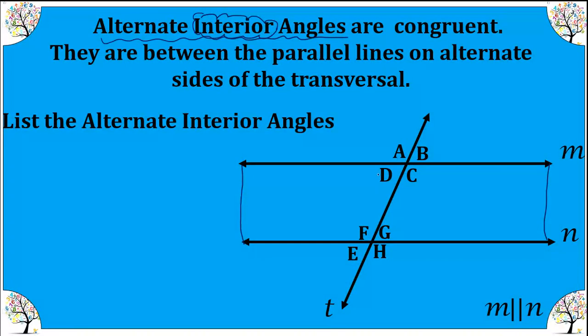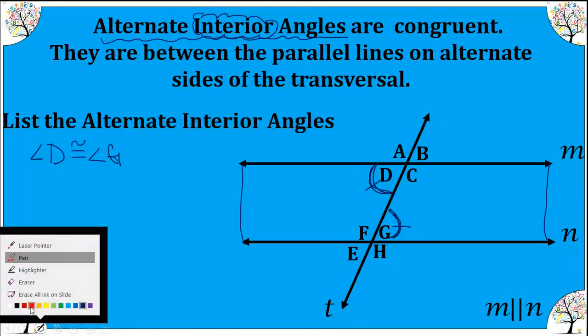So our first pair of alternate interior angles is going to be angle D and angle G. They alternate on the transversal. So they're on the opposite corners, so to speak, on the inside of the parallel lines. So angle D is congruent to angle G because they are alternate interior angles. They have the same measurement.